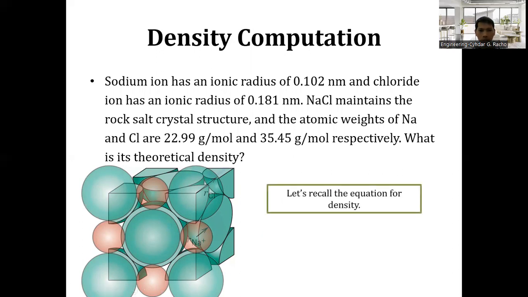Okay, so let's recall the equation of density. The equation of density is n prime times the summation of the atomic weights of your cations, and also the summation of the atomic weights of your anions, all over VC times Avogadro's number.